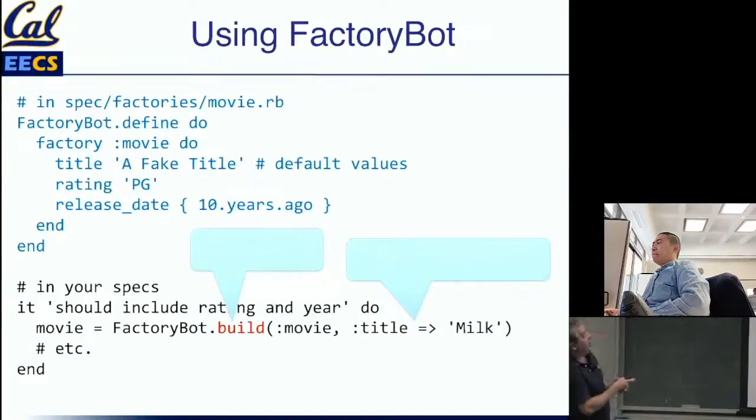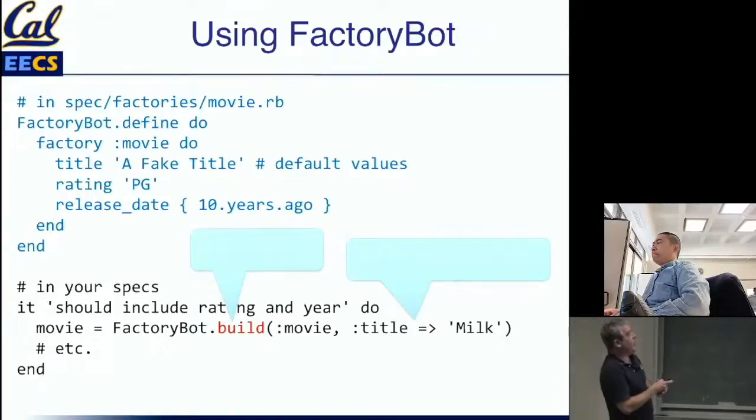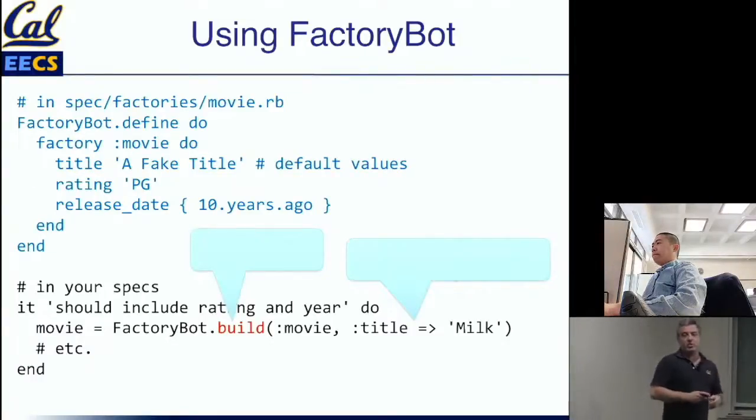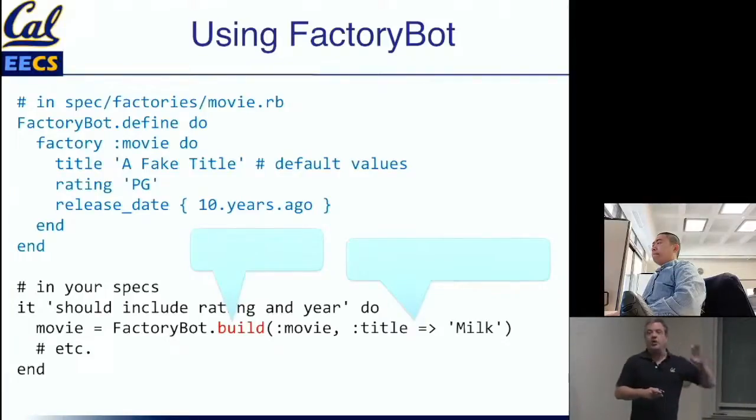Here's an example factory for creating movie type objects, objects of the movie class. Basically, it says when you need a movie, I'm going to give it a fake title, I'm going to give it this rating, and I'm going to say that it was released 10 years ago relative to whenever the test runs. That may or may not be a good choice for your application, but basically, this is a way of saying, create me a movie when I don't care too much about the details.